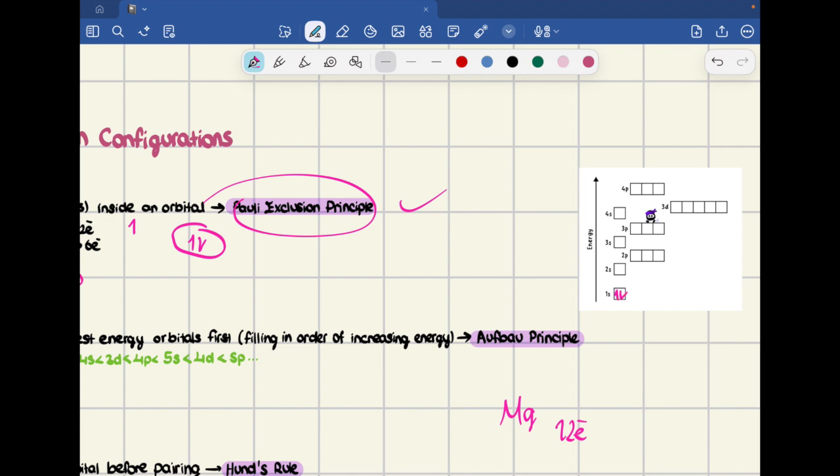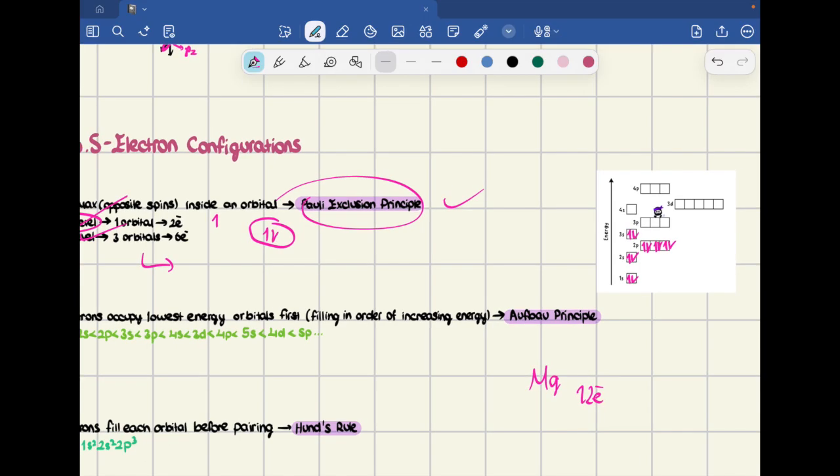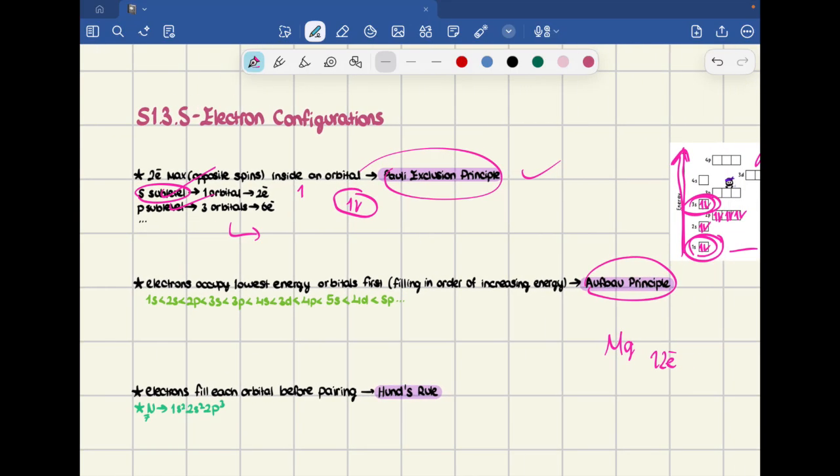1, 2, 3, 4, 5, 6, 7, 8, 9, 10, 11, and 12. As you can see, I filled them in order of increasing energy. I started by filling the 1s orbital first, and then I finished with the 3s, because the 3s has a higher energy than 1s, and the Aufbau principle states that we must fill the orbitals in order of increasing energy. So this is how we do it. You start from the bottom and go up to the top. This is the Aufbau principle, and here you can see how you must fill the orbitals.